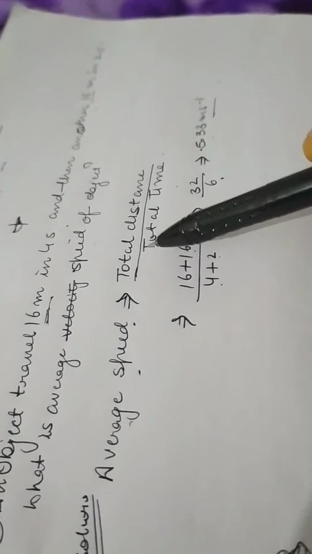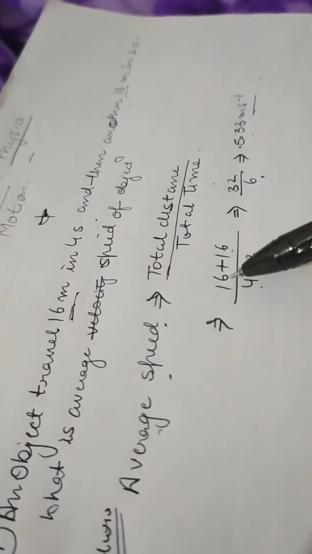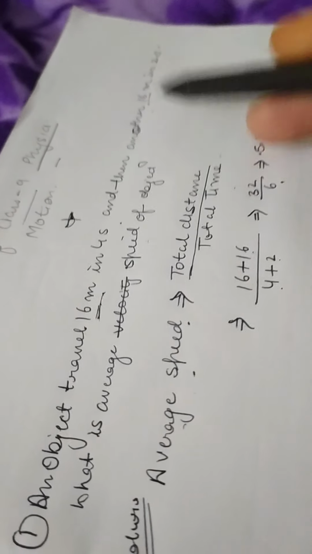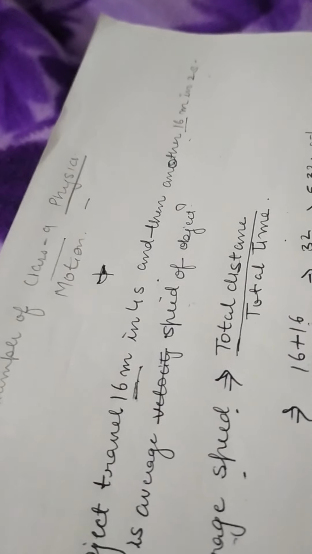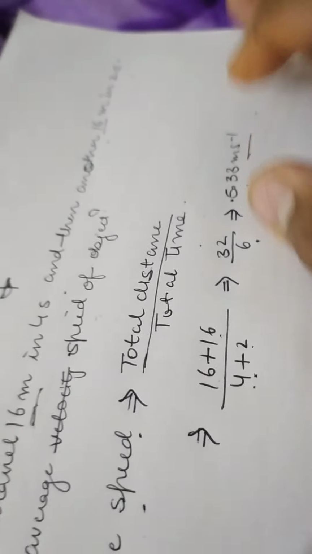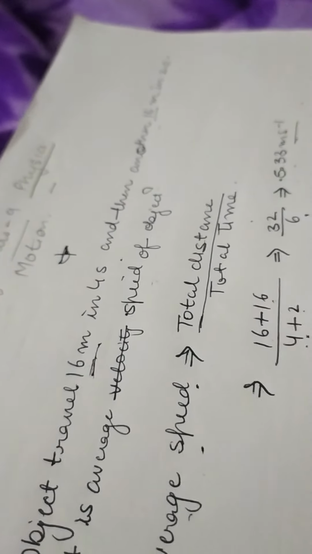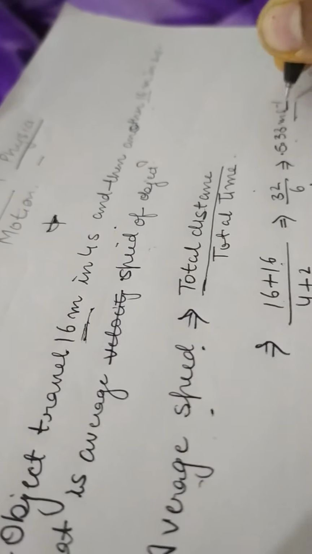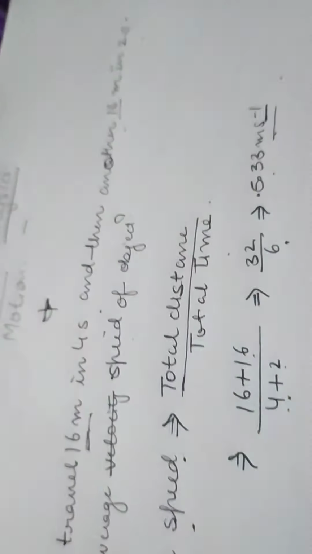We have read earlier that the average speed formula is total distance upon total time. There are two distances given, 16 meter and 16 meter, and two times given, 4 second and 2 second. Then we add both. 16 plus 16 gives us 32 and 4 plus 2 gives us 6, which equals 5.33 meter second minus 1. You got your answer, and we have to write the minus 1 because it is a unit. Without it the answer is incomplete.